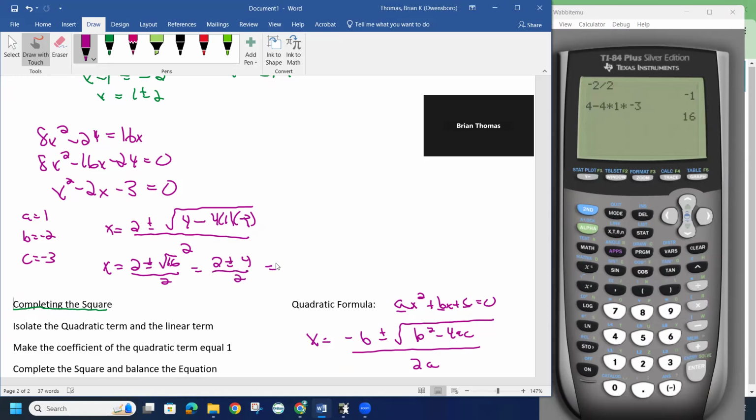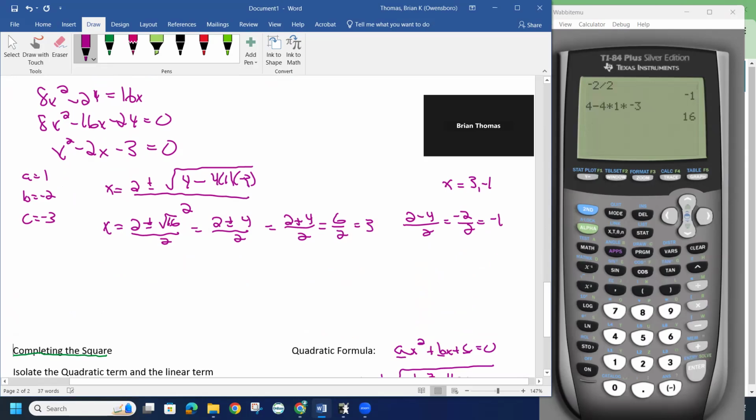So from this, I can say, well, 2 plus 4 divided by 2, 6 divided by 2 is equal to 3. That would be one of the answers. The other answer, I have to do 2 minus. So 2 minus 4 divided by 2, that's going to be -2 divided by 2, which is going to give me a -1. So again, my solution set would be x equals this 3 and this -1.